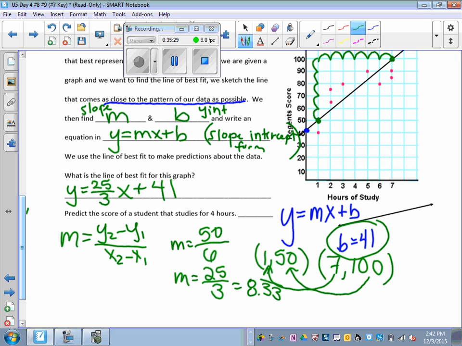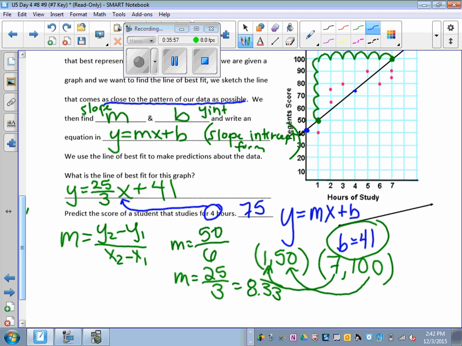Okay, so then it says predict the score of a student that studies for 4 hours. So now I can go to 4.75. Right here's 4. And about how much is that? 75. Good, probably about 75. You can also plug that 4 into your equation. This is your x value. Put it in for x, and you'll get about that same amount.